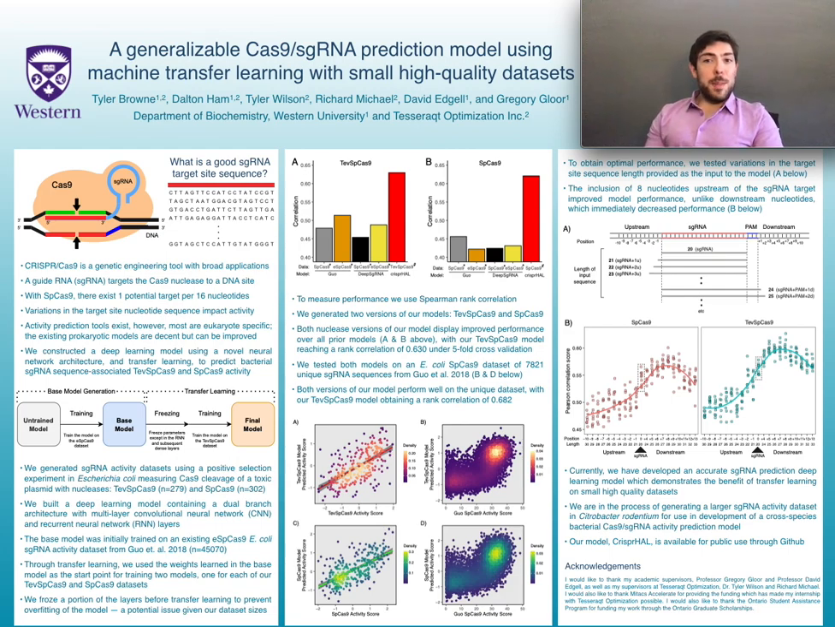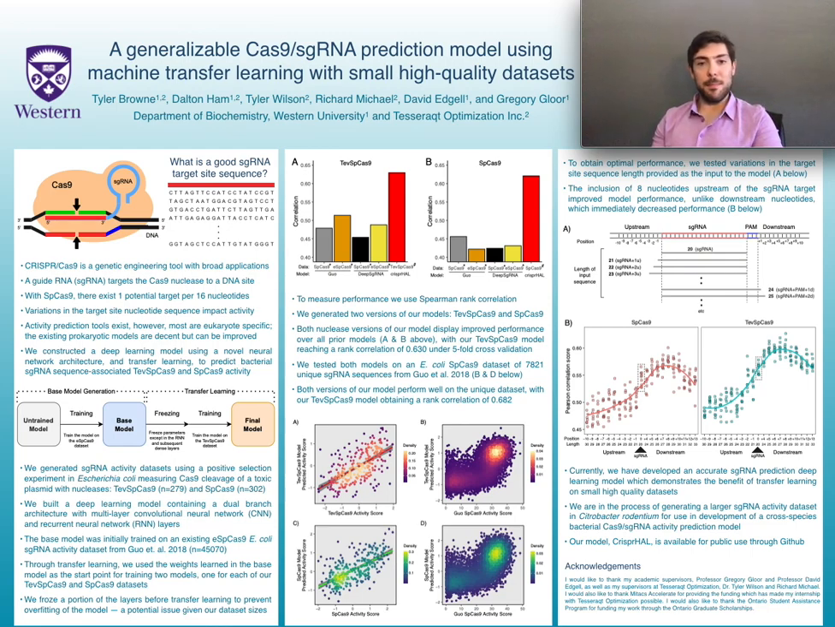Moving to the right, to obtain optimal performance, we tested expanding the target site sequence seen by the model. We added nucleotides either upstream or downstream of the target site to the model input and tested the effects of this on predictive ability, as we can see in the rightmost figure. We found that the inclusion of 8 nucleotides downstream of the sgRNA target resulted in the maximum performance from the model, indicating that non-target site nucleotides do have an impact on activity, in line with prior experimental results.